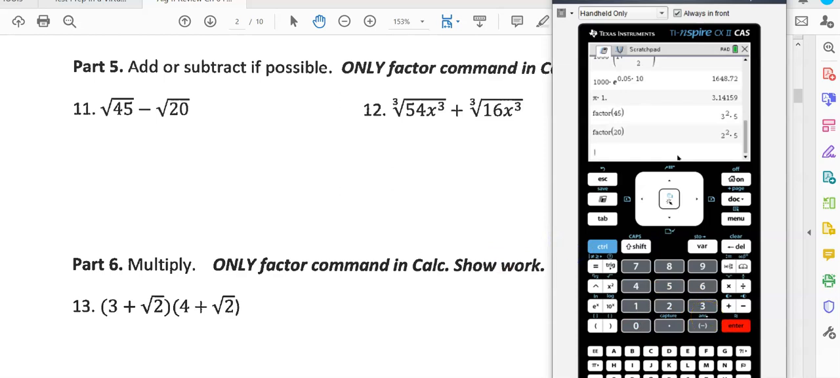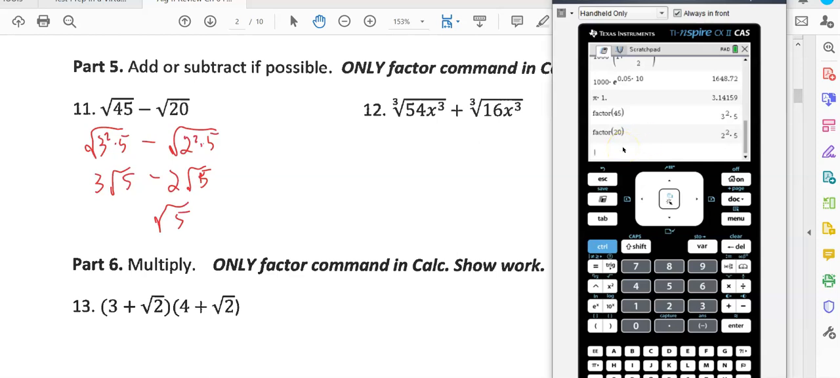Okay, so 45 is 3 squared times 5. So this is the square root of 3 squared times 5 minus the square root of 2 squared times 5. That's nice. Okay, so the square root of 3 squared is 3, so we get 3 root 5. The square root of 2 squared is 2, so minus 2 root 5. Those go together nicely. 3 root 5 minus 2 root 5 is a total of 1 root 5, or just root 5.